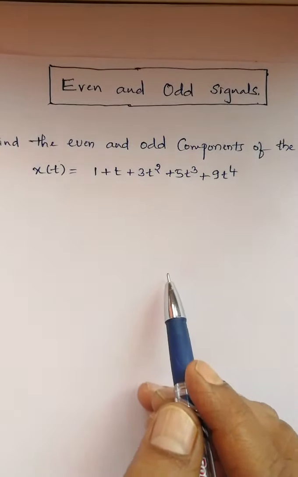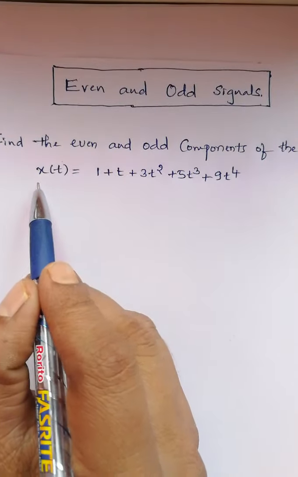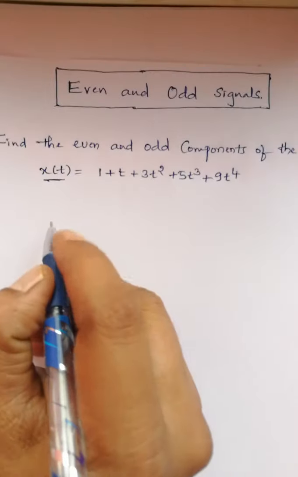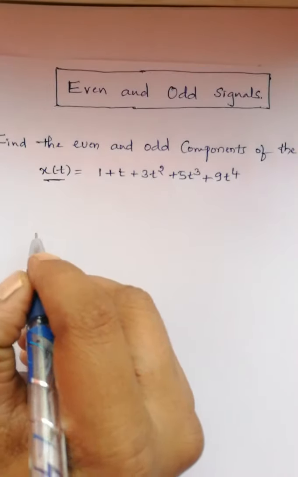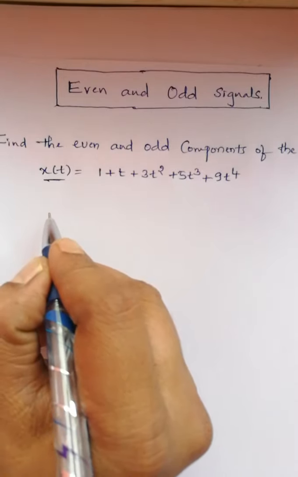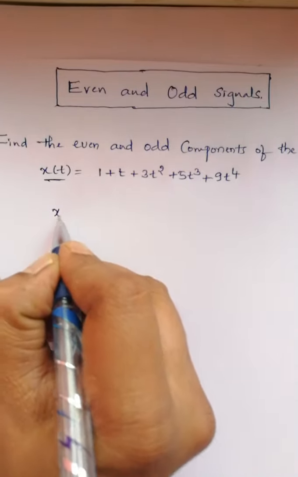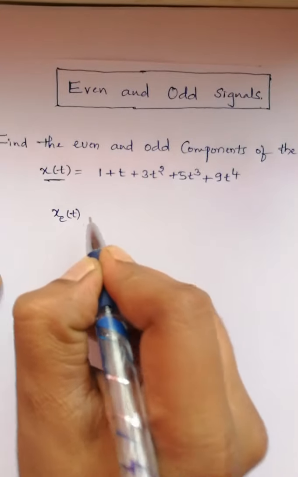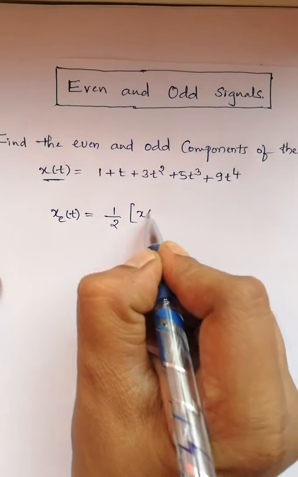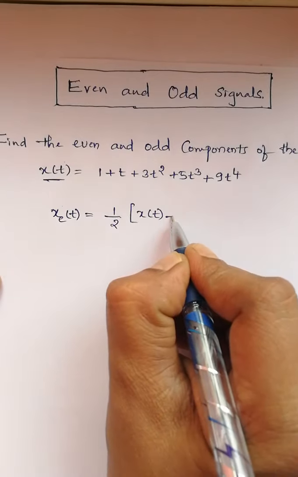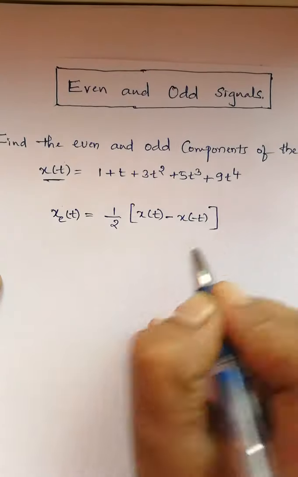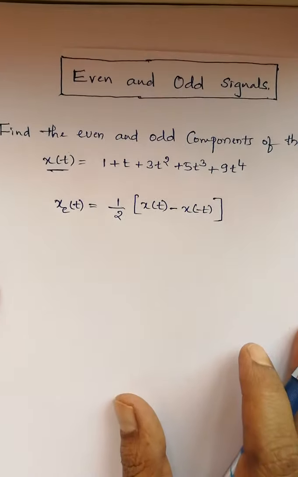In order to find the even component and odd component from the given signal, first we have to write the condition for even and the condition for odd. First I will write the condition for even: x e of t is equal to 1 by 2 x of t plus x of minus t. This is the condition for a signal to be even.